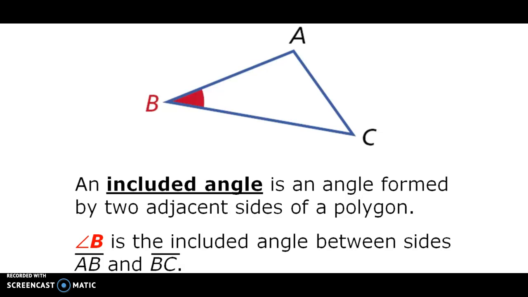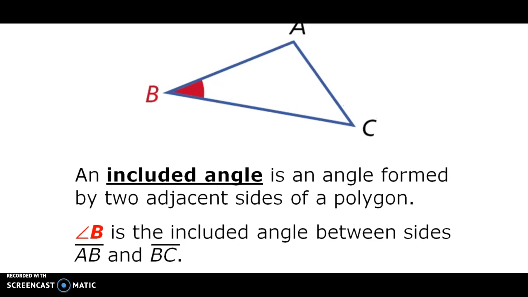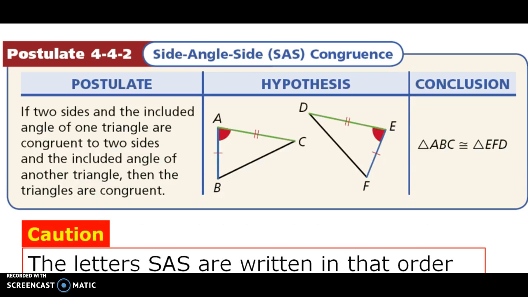Okay? This is called an included angle. And so basically the way that I would use this is I would say angle B is included between sides AB and BC. So what does included basically mean? It's the angle that is formed by the two sides. So this is a side, right? The angle in the middle, and then on the other side of that angle, we have another side, which sets us up for side, angle, side.